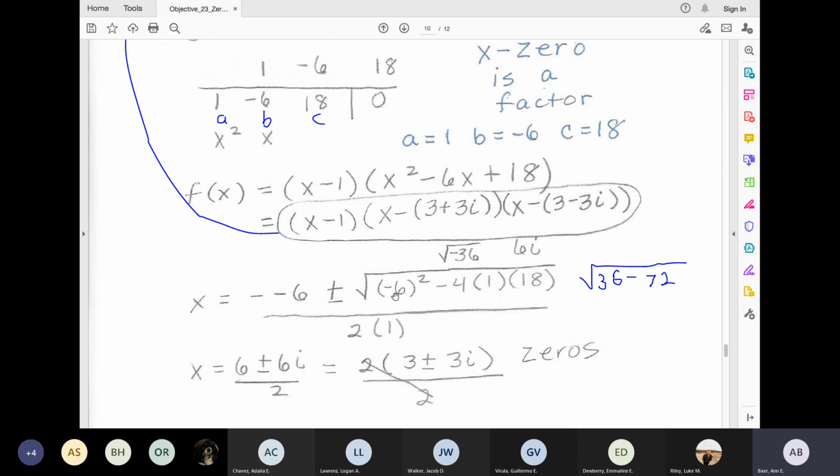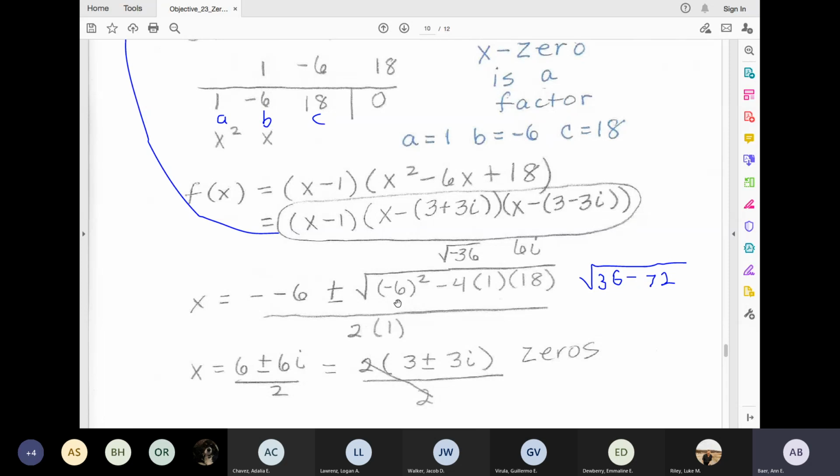So let's clean this up. Negative 6 times negative 6 is positive 36, minus 4 times 18 turns out to be 72. 36 minus 72 is negative 36. Square root of a negative, that negative is really negative 1. The square root of negative 1 is i. The square root of 36 is 6.